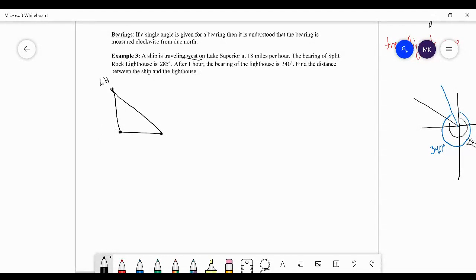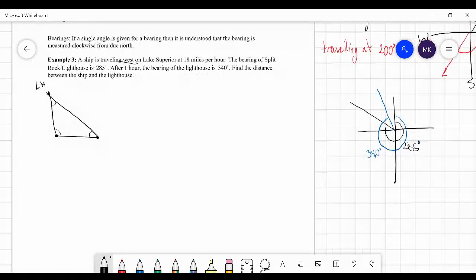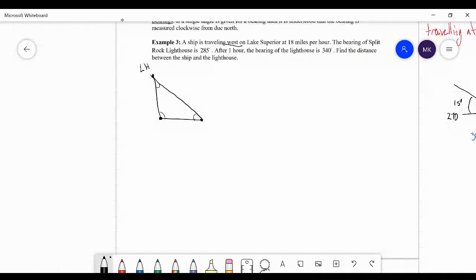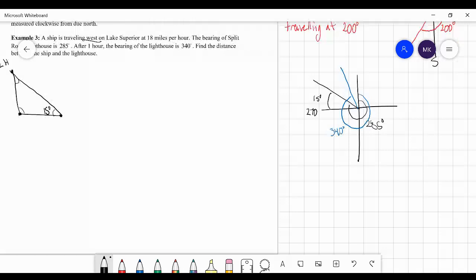And what I know is that these angles can be calculated using what we know. So let's come back over here and let's focus on the 285. Like we said, to get to here would be 270 degrees. So if that's 270, how much further do I have to get up to our angle? Well, that means that this right here is 15 degrees. So this means this angle here is 15 degrees.